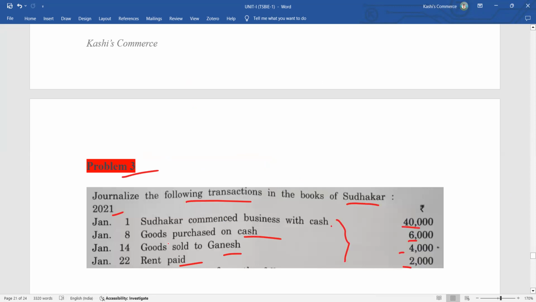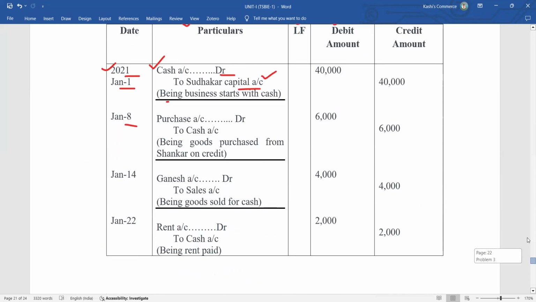Next, goods purchased on cash 6,000 rupees, on January 8th. While purchasing goods into the business organization, we have to pay the value of the goods. So we are paying cash. Cash is an asset. Here the asset goes out. What comes in is debit, what goes out is credit. We are paying this cash from the business entity, that means cash is going out from the business entity. So we have to record it on the credit side.